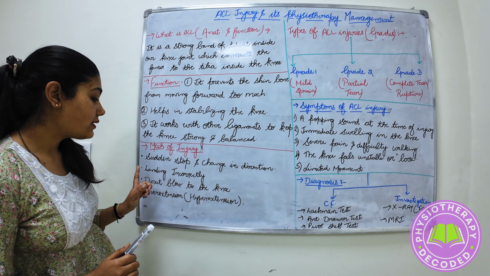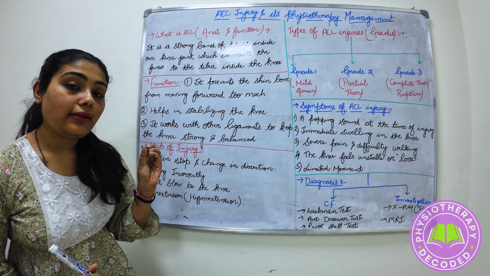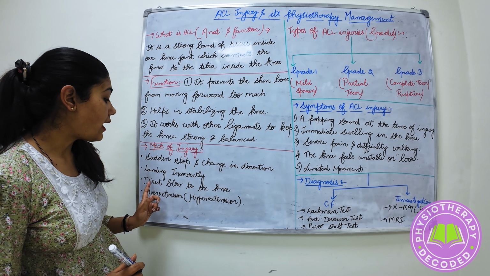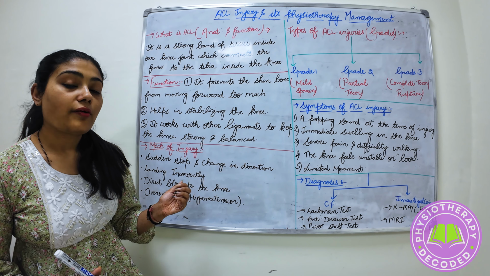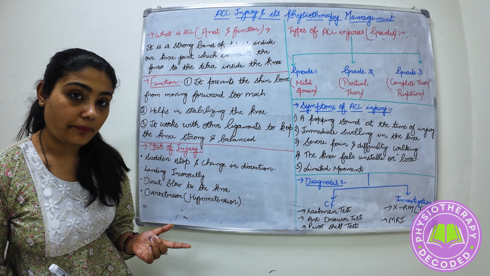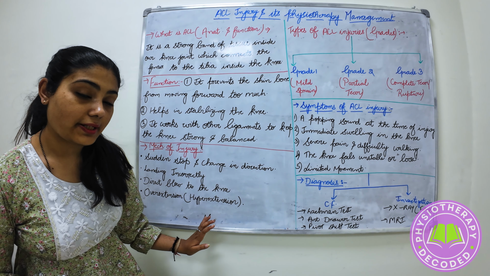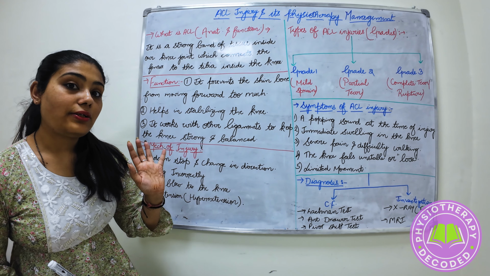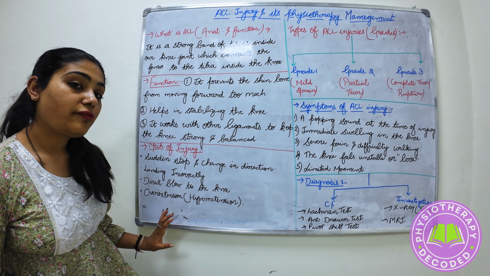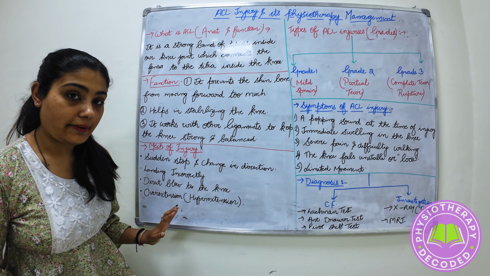The second one is landing incorrectly. A basketball player jumping and landing with a bent knee, an ACL tear may occur. Third, direct blow to the knee. For example, a tackle in football hitting the outer side of the knee. And the last one is overextension or hyperextension. For example, a gymnast landing with a locked straight knee. So these are the four causes, or the mechanisms of injury, of ACL.